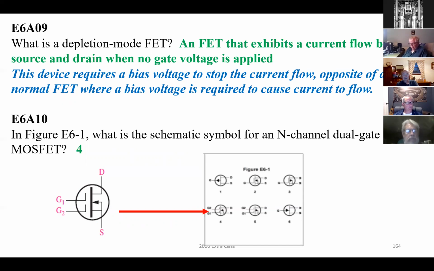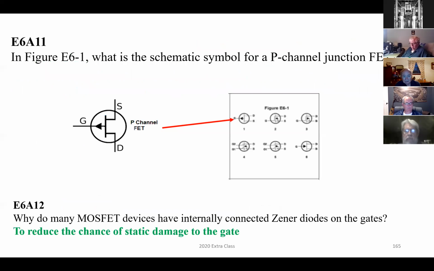Okay, the next one is 10. And this one's got a figure of symbols that you're going to have to identify. It says in figure E6-1, what is the schematic symbol for an N-channel dual gate MOSFET? And the answer to that would be B, number 4. Question 11, in figure E6-1, what is the schematic symbol for a P-junction FET? That would be A, 1.